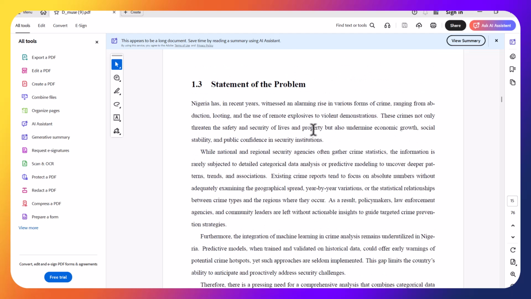Then after you've written on the background of study, which is basically the inspiration towards a particular project writing, you move on to the statement of the problem, what you're actually trying to solve, your goal. In this particular project, he wrote, Nigeria has in recent years witnessed an alarming rise in various forms of crime. So this is particularly the statement of the problem. It's basically talking about an alarming crime rate ranging from abduction, looting, and use of remote explosives in various demonstrations.